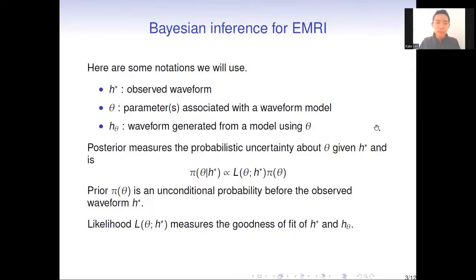Instead of a point-wise estimate based on a loss function, we will estimate the probabilistic uncertainty around theta given the observed waveform. That is the so-called posterior distribution, which is denoted by this. And the posterior distribution is known to be proportional to likelihood times prior. So prior is the prior information about theta before we see a waveform, and likelihood simply measures the goodness of fit between the observed waveform and the waveform generated using theta.